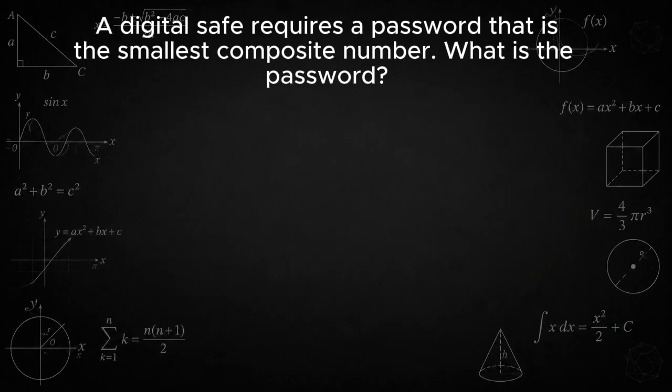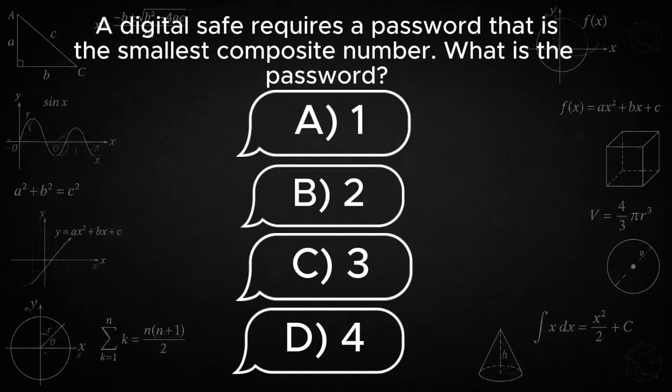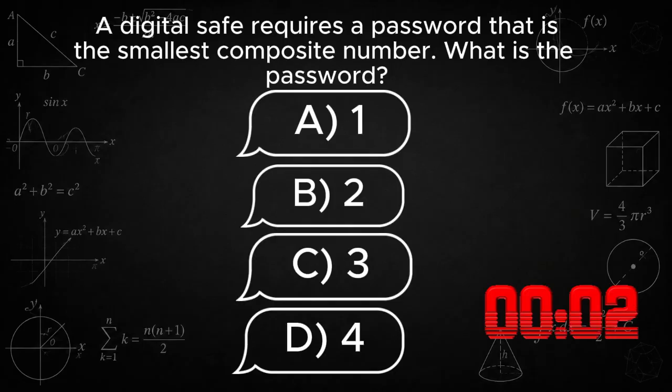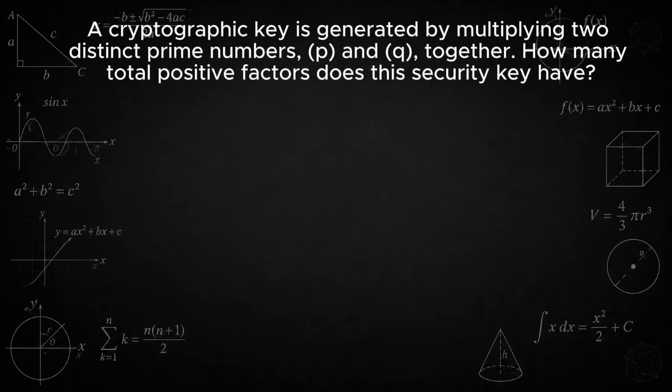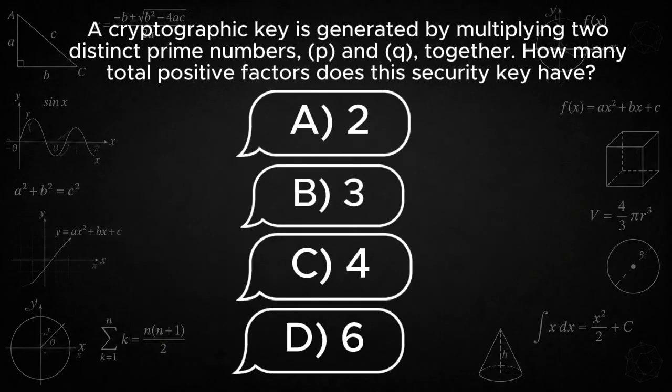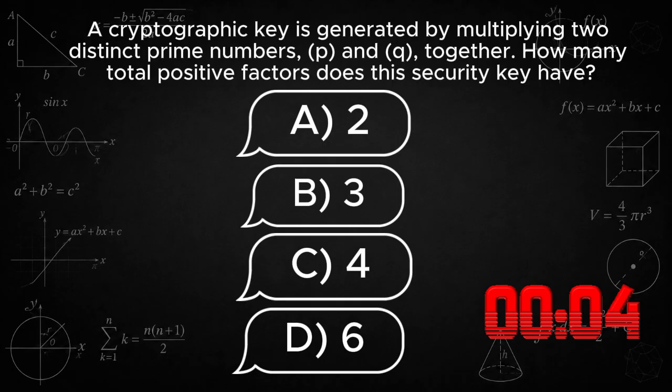A digital safe requires a password that is the smallest composite number. What is the password? A cryptographic key is generated by multiplying 2 distinct prime numbers, p and q, together. How many total positive factors does this security key have?